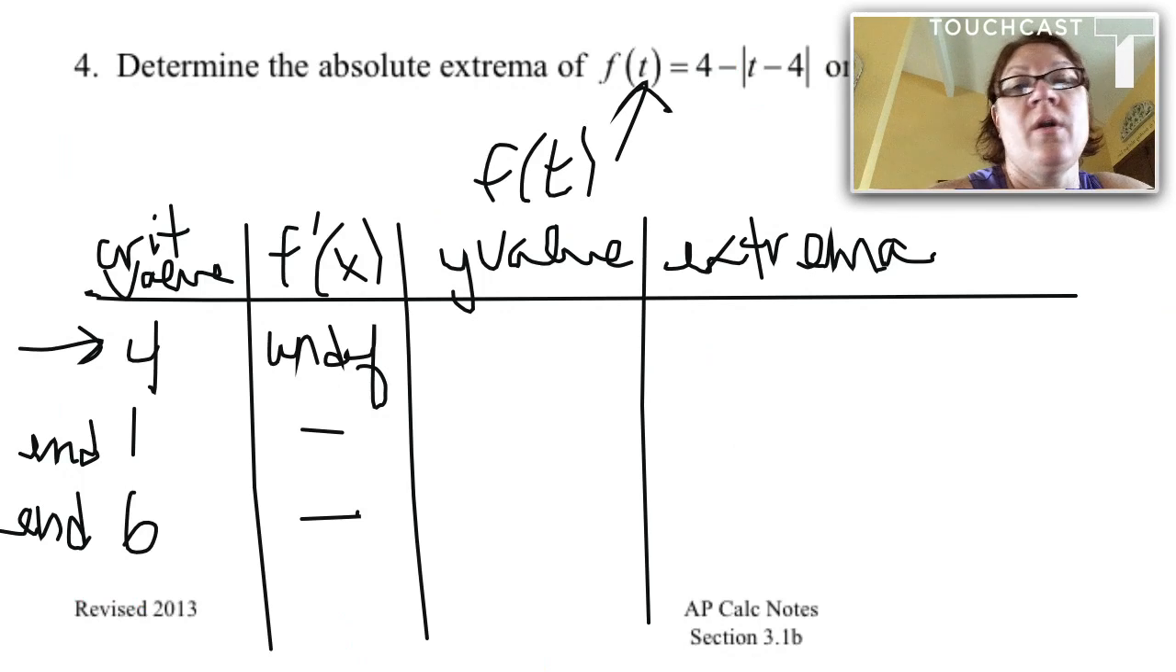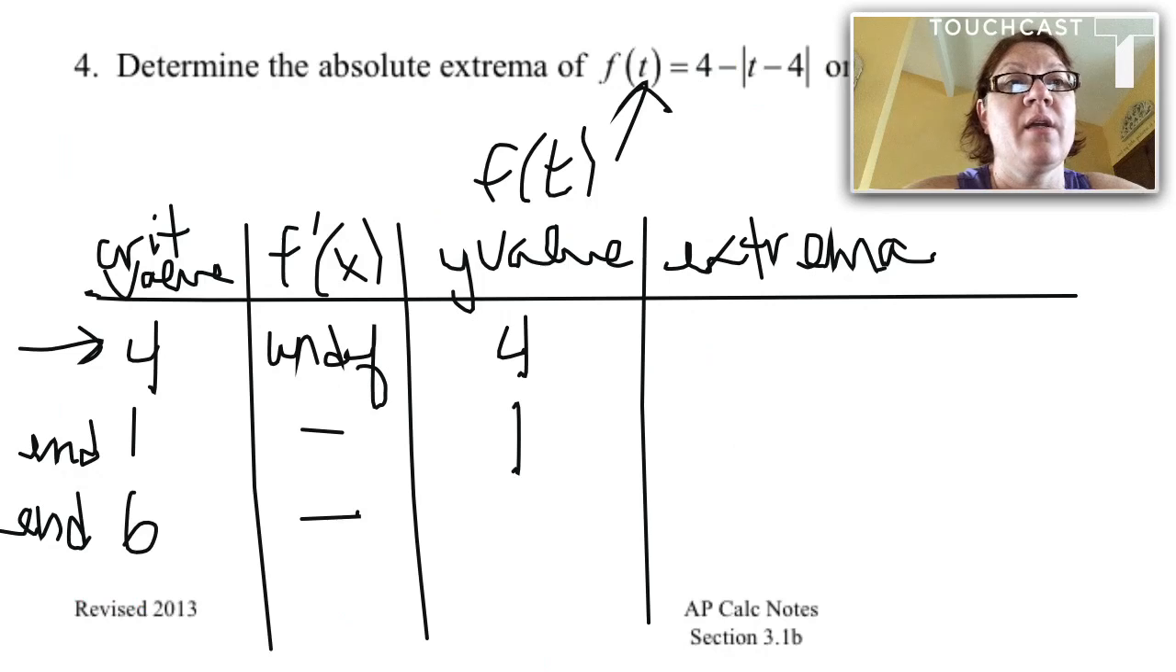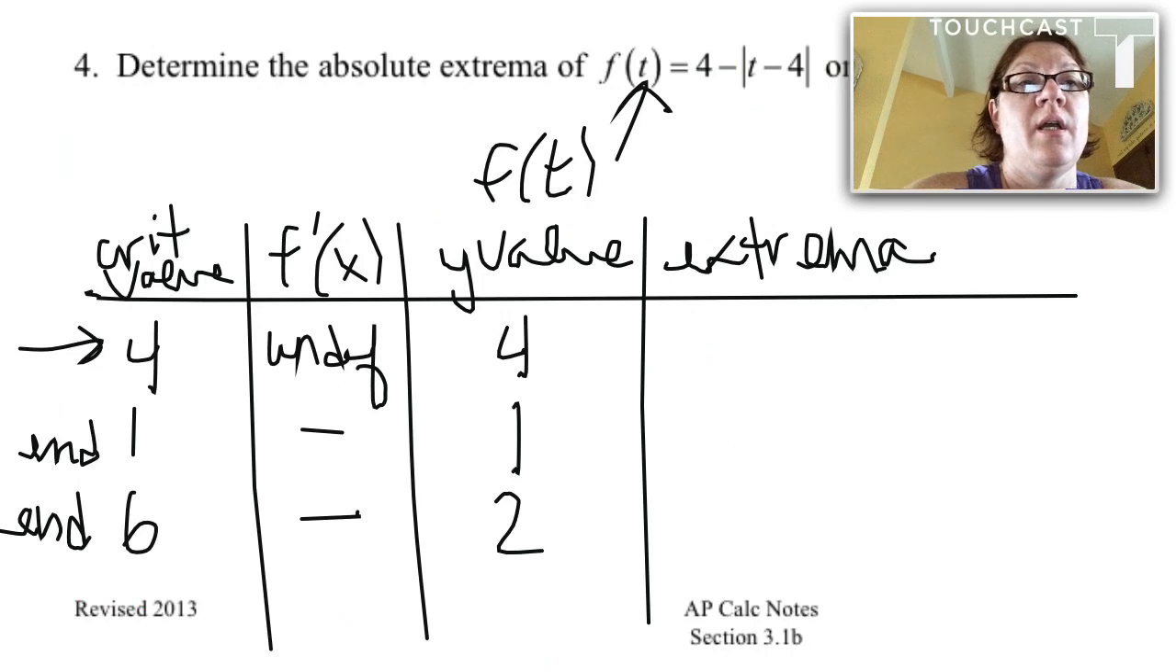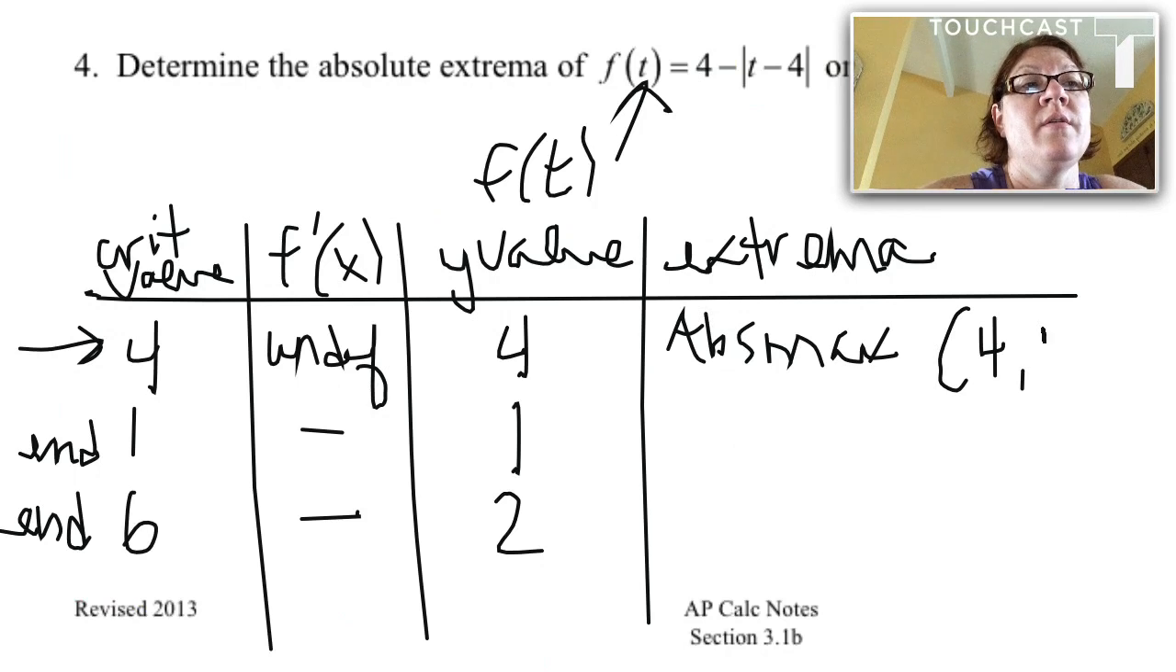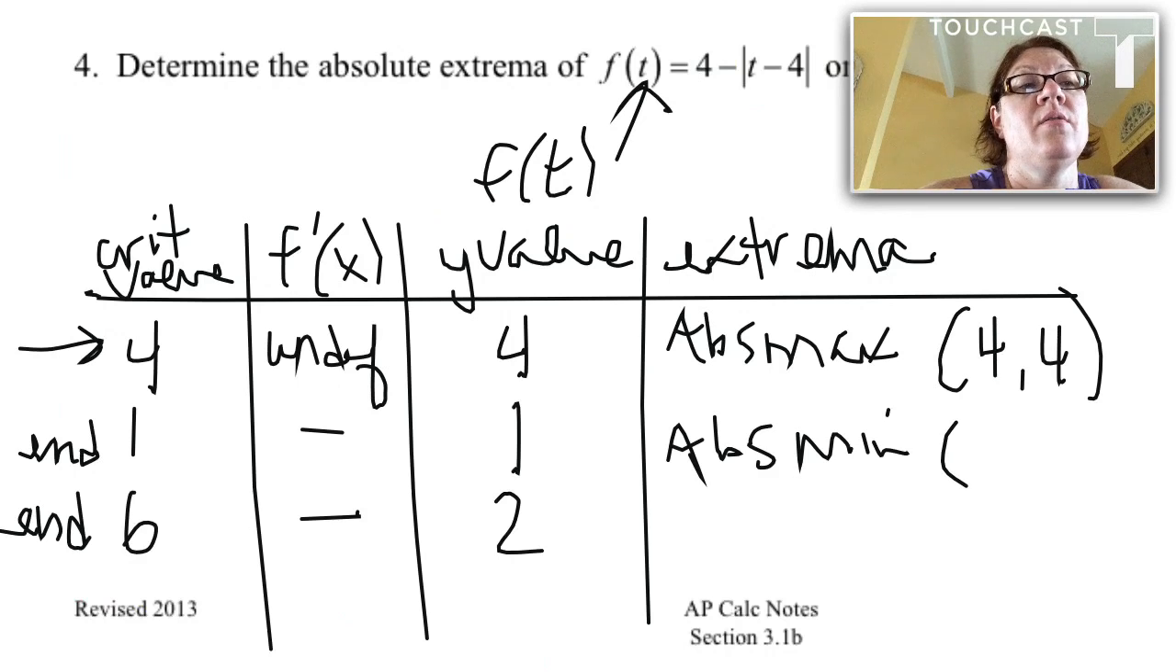So if I plug in 4, I get a y value of 4. If I plug in 1, I get a y value of 1. And if I plug in 6, I get a y value of 2. And so the biggest number, of course, is 4. So here's my absolute max at 4, 4. And the lowest number is 1. So I get an absolute min at 1, 1.